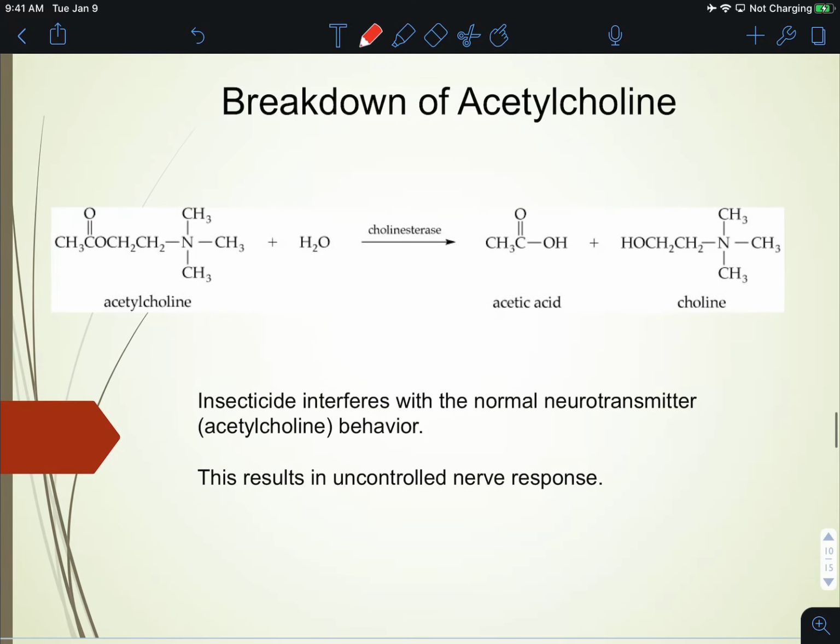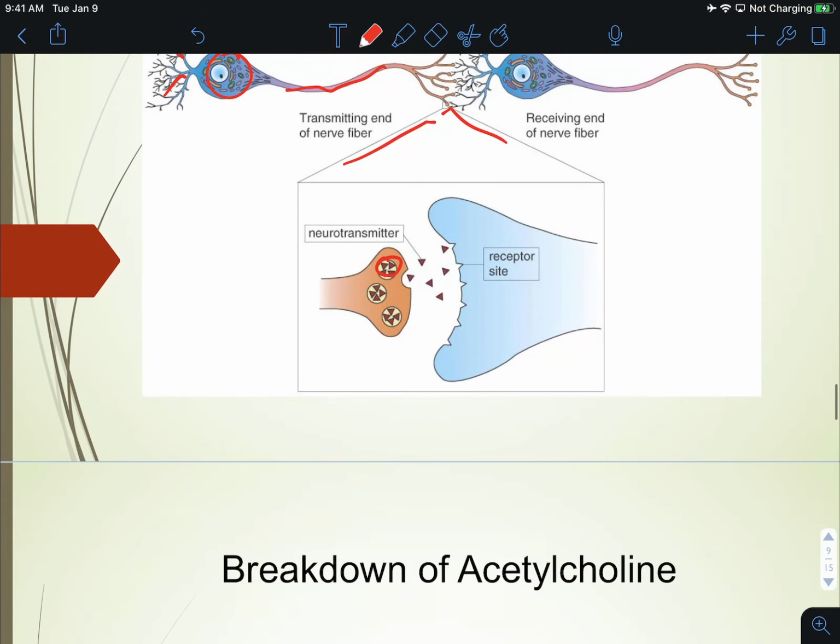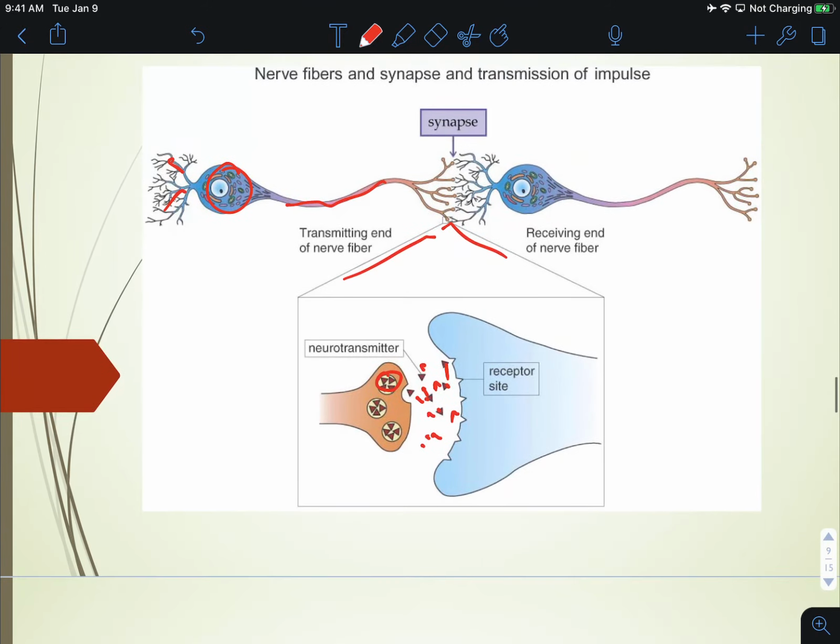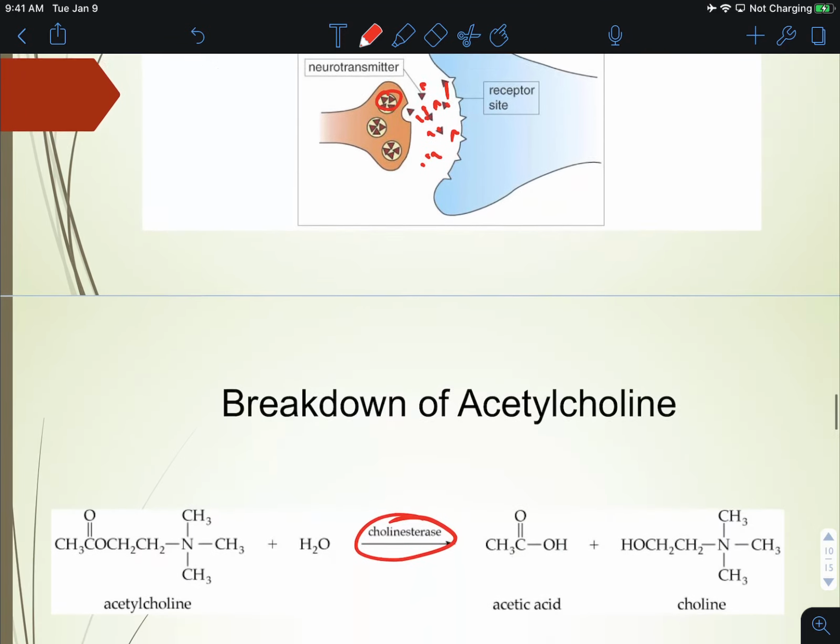And this is mainly insecticides because it's the nerve response here. So this is not going to be obviously in plants. The insecticide interferes with the normal neurotransmitter, which is acetylcholine. And basically, what it does is it attacks the enzyme and keeps the enzyme from breaking down the acetylcholine, which keeps collecting in the gap. This creates an uncontrolled response by the organism, ultimately leads to paralysis and death.